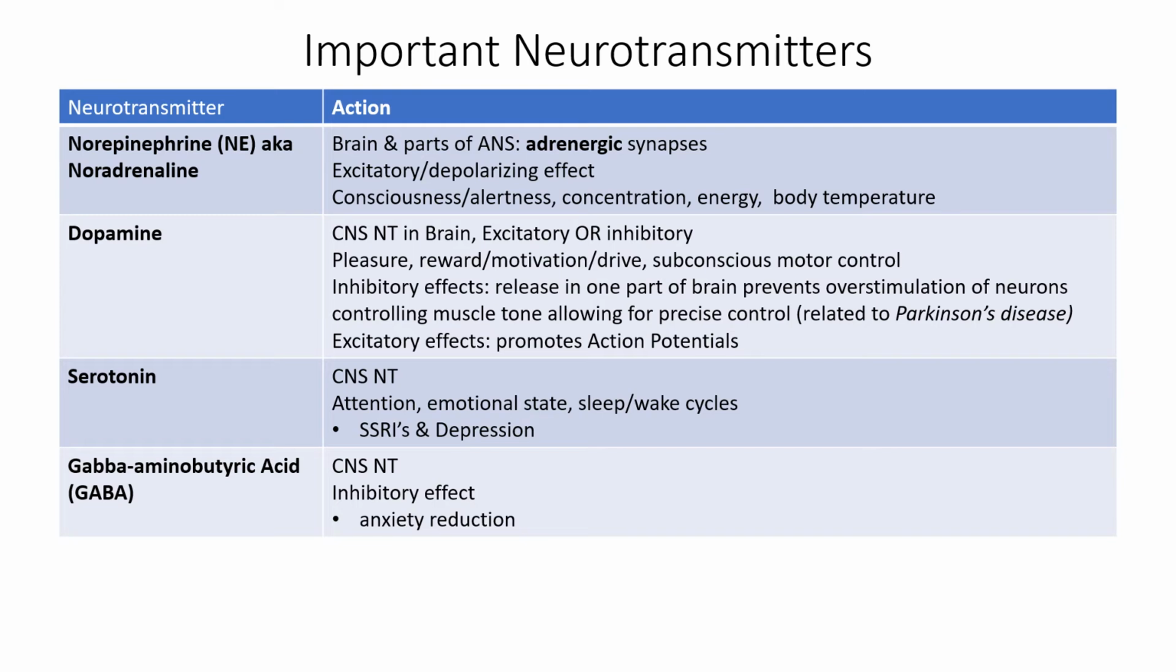An example of the inhibitory effect of dopamine: in one part of our brain, the release of dopamine prevents the overstimulation of neurons that control skeletal muscle tone. So it has an inhibitory effect in terms of controlling skeletal muscle tone. If we get destruction of the neurons that produce dopamine in this area, we end up getting this rigidity or stiffness of muscles, which is seen in patients with Parkinson's disease.